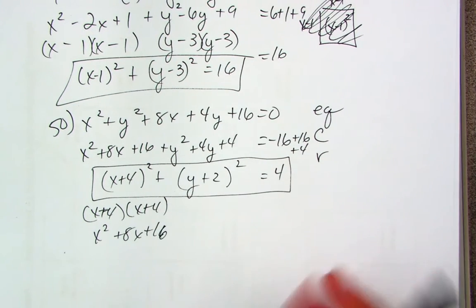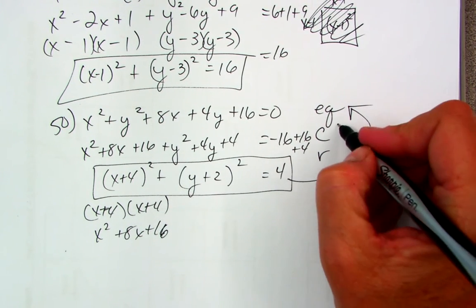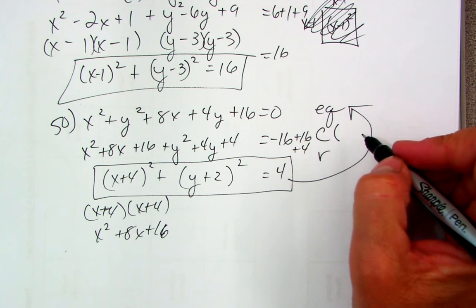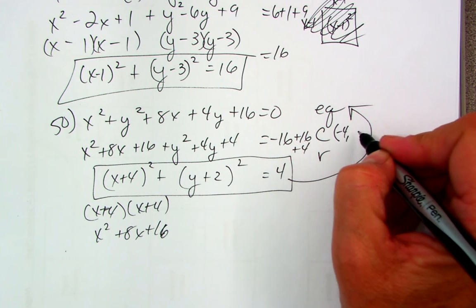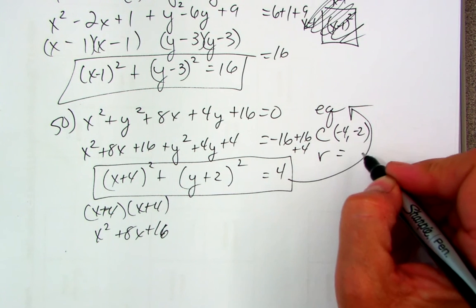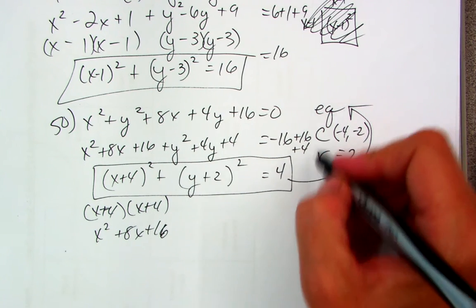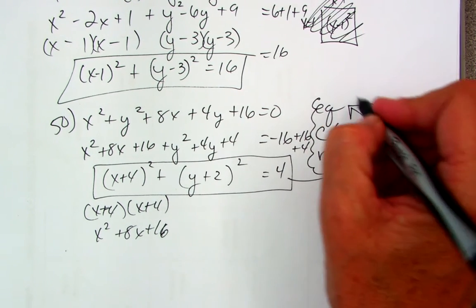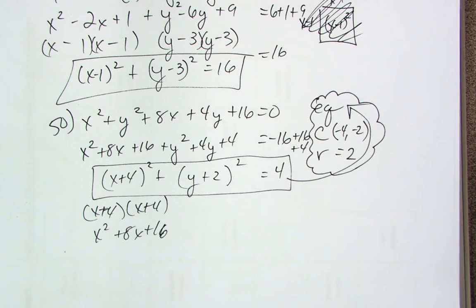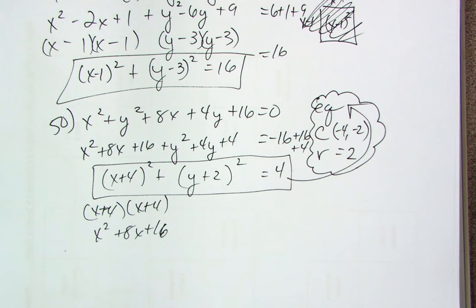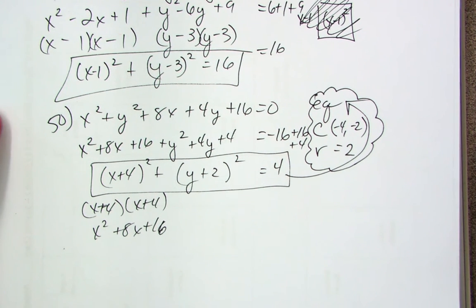Now I can answer, well, I've already done that one. My center is what? -4. My radius is? 2. Common mistake. You guys screw up on the radius. Common mistake. Is that better?